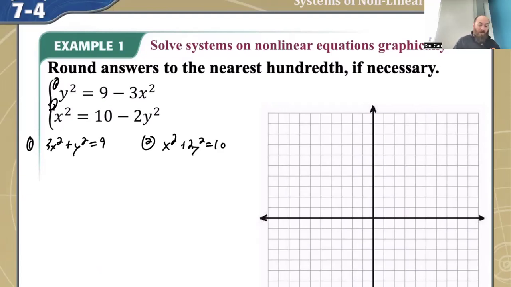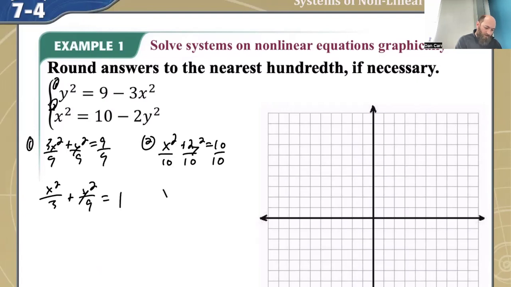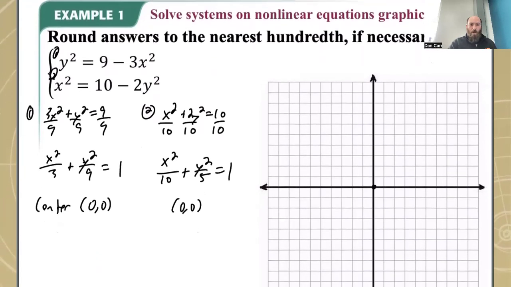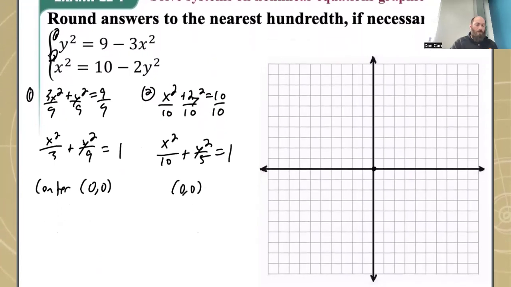Okay. Now, both of these are ellipses. So I'm going to go ahead and divide everything by 9, and in this case, I'll divide everything by 10. So I have x squared over 3 plus y squared over 9 is equal to 1. x squared over 10 plus y squared over 5 is equal to 1. Okay, so both of these have a center at 0, 0. So that's going to be important. We don't have to worry about shifting things around here.